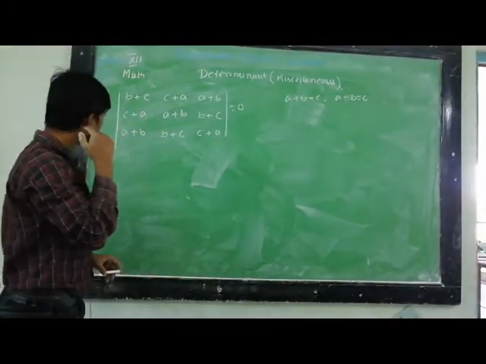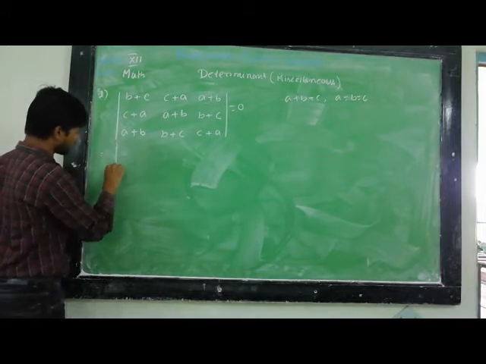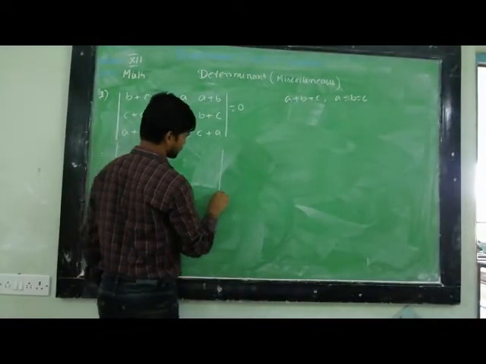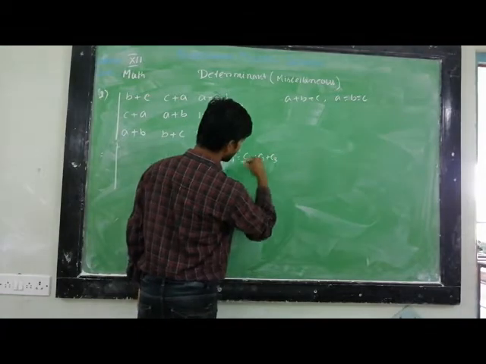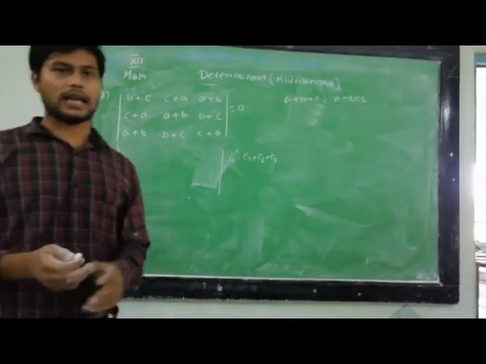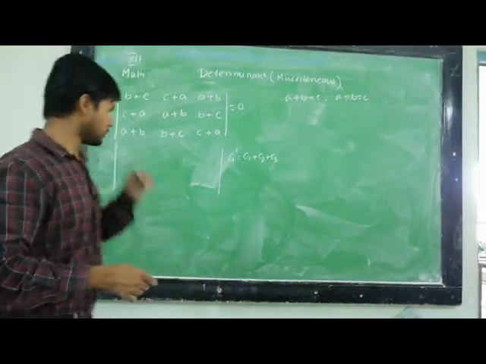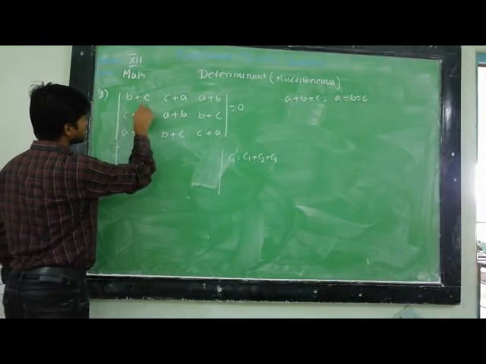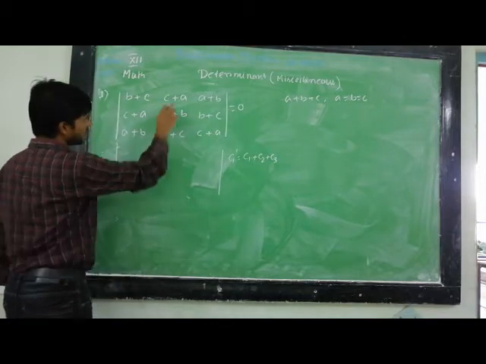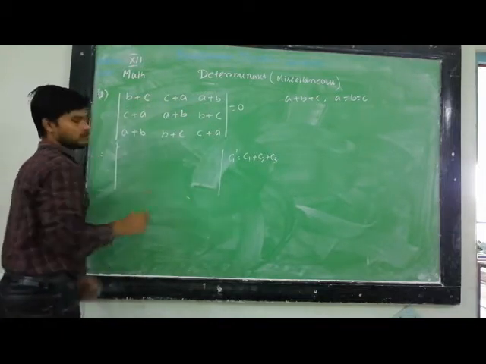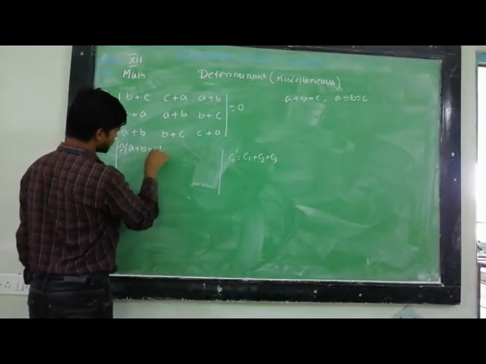Okay, let's see how to solve the problem. So first, apply an operation on this determinant. The operation is C1 = C1 + C2 + C3, which means add all the elements of the first row, second row, and third row, the corresponding elements. So the first row will be B plus C, C plus A, A plus B. So you can say there are 2A, 2B and 2C. So if I add them, the result will be 2 into (A plus B plus C).